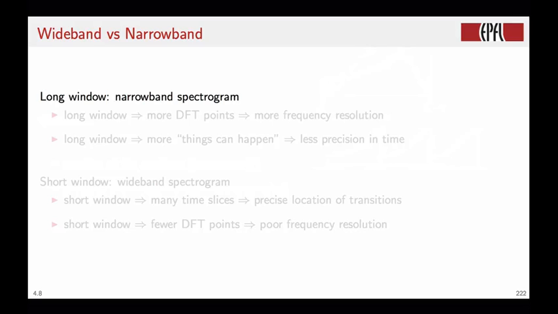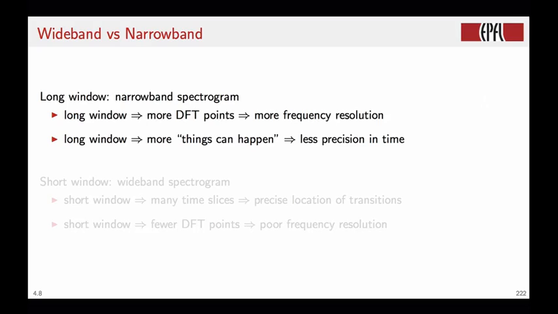Spectrograms can be either wideband or narrowband according to the frequency resolution of the associated DFT. So if we choose a long window, if our L is big, in that case we have a narrowband spectrogram. Why is that? Because a long window will give us more DFT points and therefore more frequency resolution. Remember, the frequency resolution in the end is equal to the sampling frequency divided by L, or 2 pi divided by L if we remain in the complete abstract discrete time world.